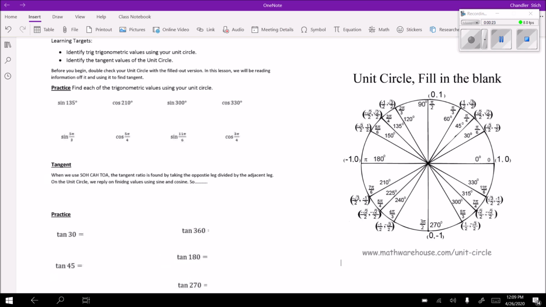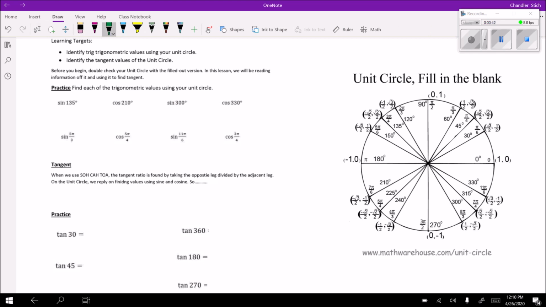You probably have, I don't know, 3 or 4 filled out at this point, so you can use any of them. Alright, before you begin, double check your unit circle and fill it out. Practice. Find each of the trigonometric values using your unit circle. We'll start with the sine of 135 degrees.